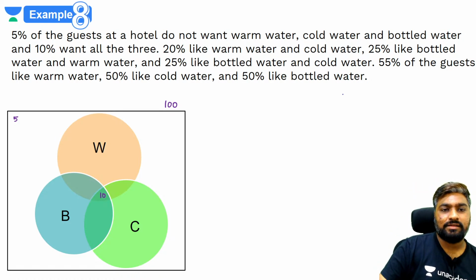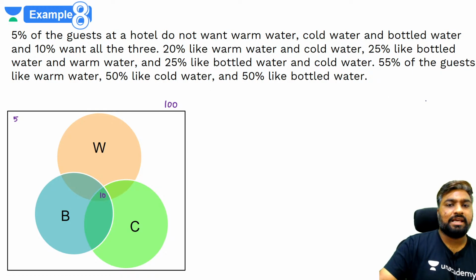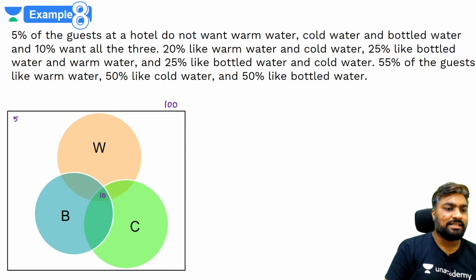Now look at this. Let's go from the bottom now. They're saying 55% of the guests like warm water, 50 like cold water, and 50 like bottled water. Okay, these 5 people don't like water at all. They have something against water.